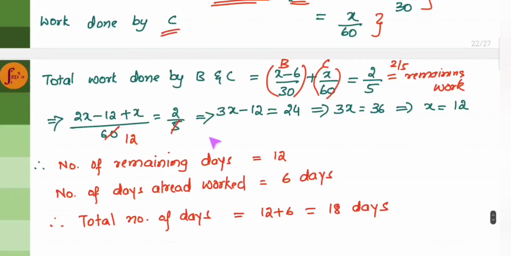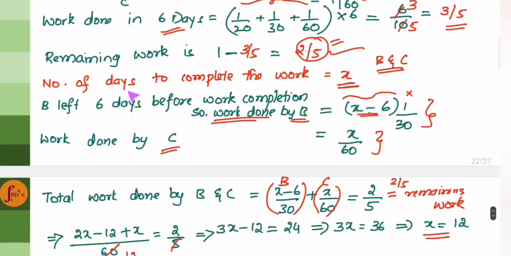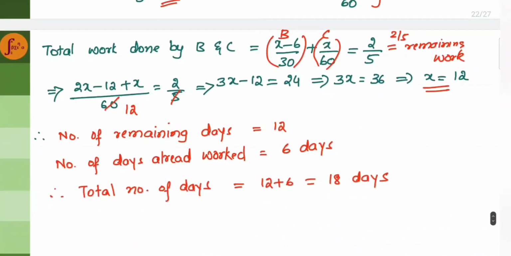So now when you solve this, you're going to get the value of X, the number of days to complete the remaining work. So the number of remaining days is 12 days. They've already worked for 6 days in the beginning. A, B, C together worked for 6 days in the beginning. So 12 plus 6 is 18 days. The total work took 18 days.